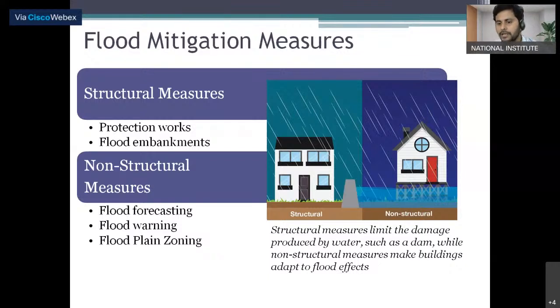If you see the picture here, structural measures limit the damage produced by water by constructing a dam or a retaining wall, while non-structural measures make buildings adapt to flood effects. Non-structural measures can be adopted after developing flood plain zoning and proper guidelines on which level it may impact. After considering these specific guidelines, studies and the vulnerability profile, you can make the non-structural measures.